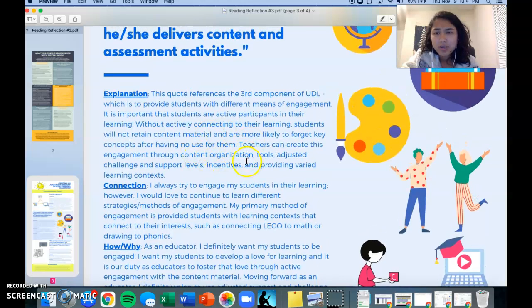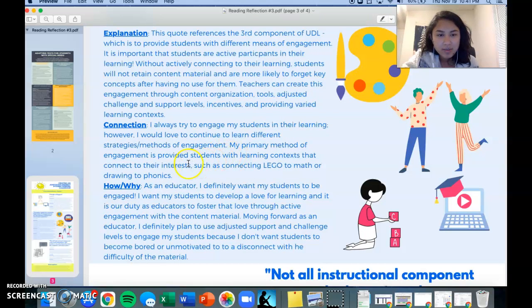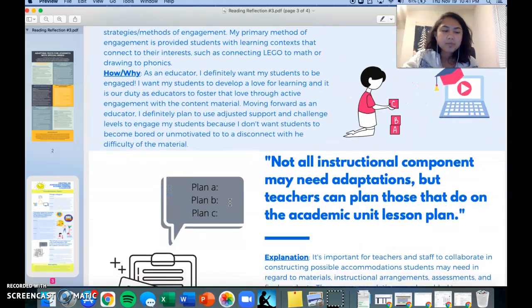And especially for students with disabilities, that is a struggle enough for a student without disabilities. A student with disabilities will definitely need some help if they are not being engaged. So here I can connect to that because I love engaging my students, connecting fun toys to the lesson, connecting Legos to math, connecting drawing to phonics, all that good stuff.